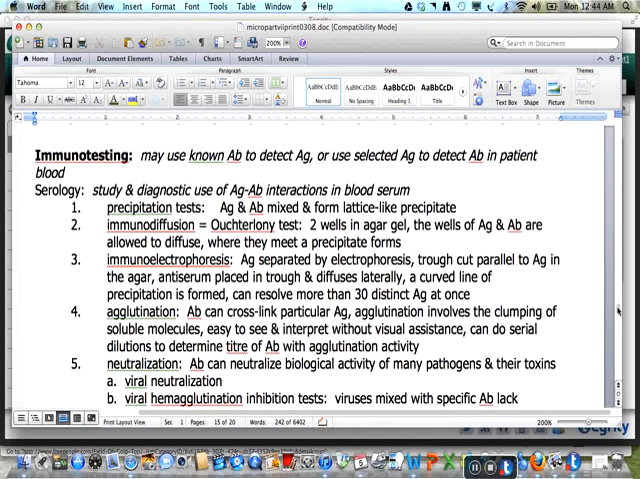A similar type of reaction can be observed on a larger scale in immunoelectrophoresis. The antigen is separated by electrophoresis on a gel, and a trough is cut parallel to the antigen in the agar. Antiserum is placed in the trough and diffuses laterally, and a curved line of precipitate is formed. This technique can resolve more than 30 distinct antigens at once.